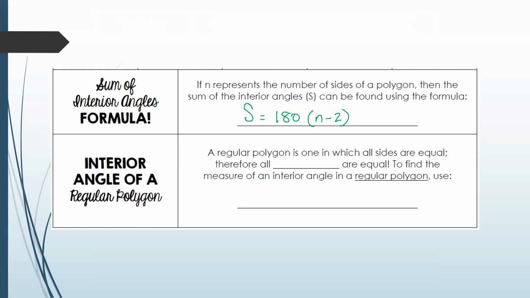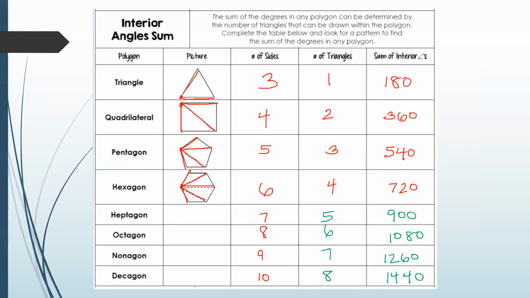So let's just go back to our chart for a moment. 180 times n minus 2. Okay, well, the number of sides minus 2, that's how we got the number of triangles. This was n. And the sum of interior angles, well, if I took that 1 and multiplied it by 180, I got 180. If you multiply 2 times 180, you get 360. If you multiply 3 times 180, 540, and so forth. So that sum of interior angles says take the number of triangles, or n minus 2, and multiply it by 180. And that will tell you the sum of the interior angles for any polygon.